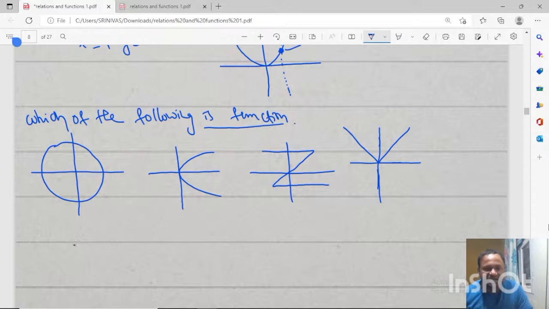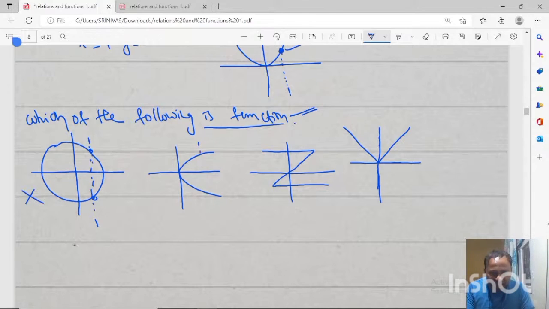I can say that first, to identify whether it is a function or not, we need to draw a line parallel to the y-axis. I have drawn. So it intersects at 2 points. That's why it is not a function.